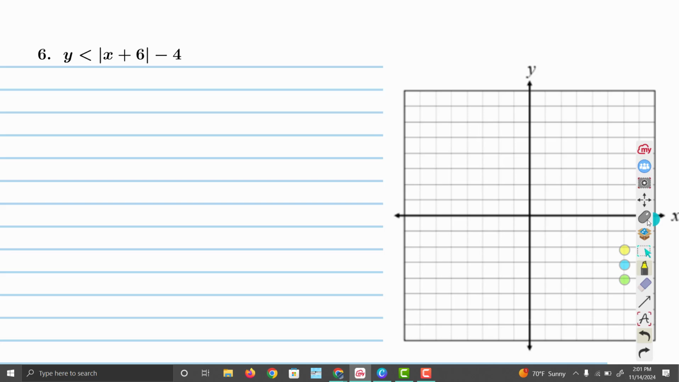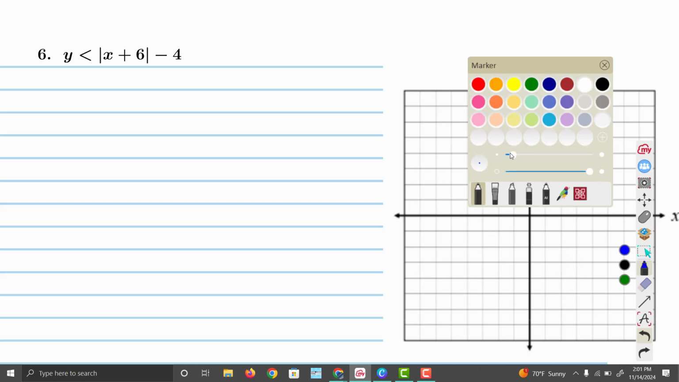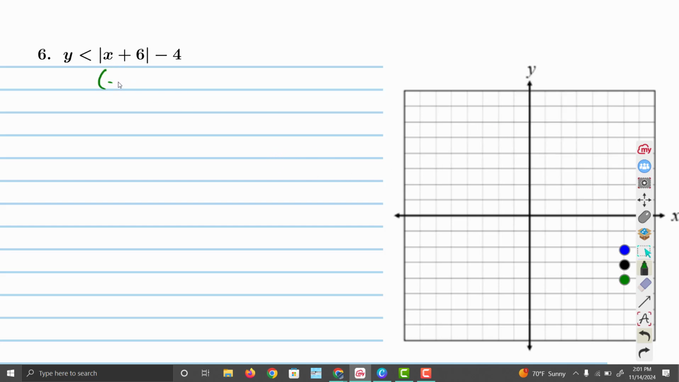So number 6, which is the last one we're going to graph in this section, is when I have my vertex, it's at -6, comma, -4. This line is going to be dashed. So at -6, -4, put a circle. My slope, as I'm going to the right, is 1/1.